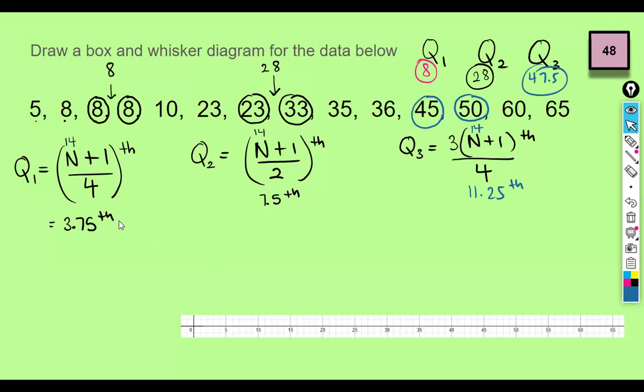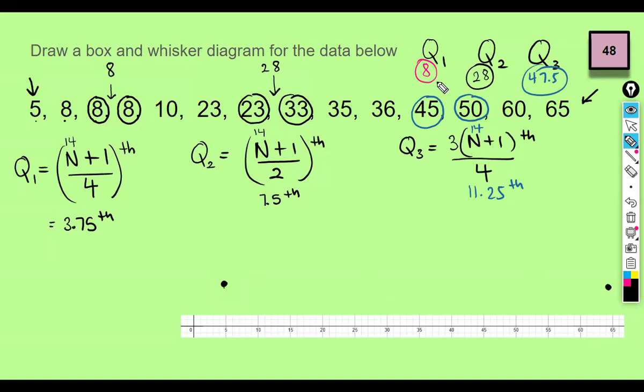So let's draw the box and whisker diagram now. I already have the axes laid out here. For our box and whisker diagram, you need the lowest value, 5, and the highest value, which is 65. The box and whisker starts at the lowest value, which is 5, and it ends at 65. That's over here.